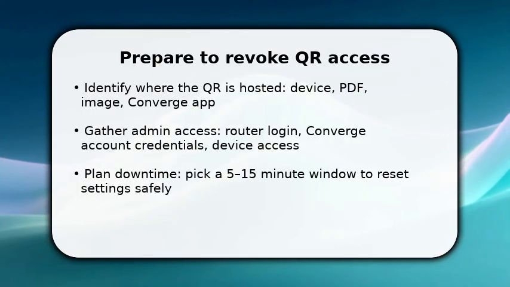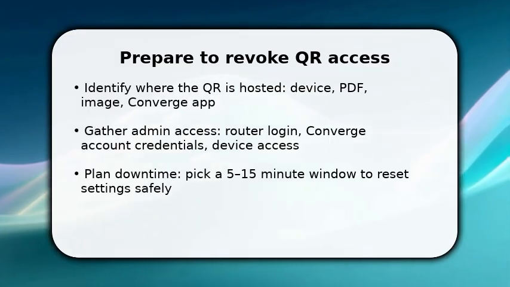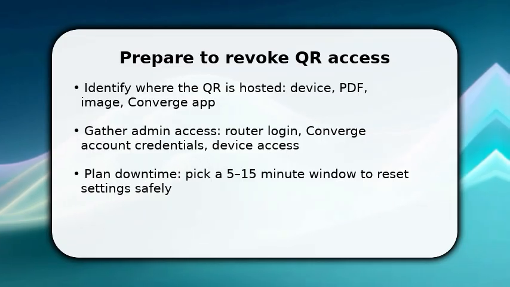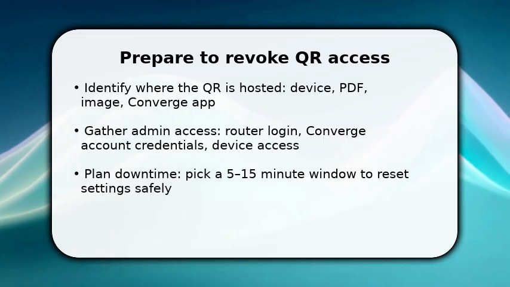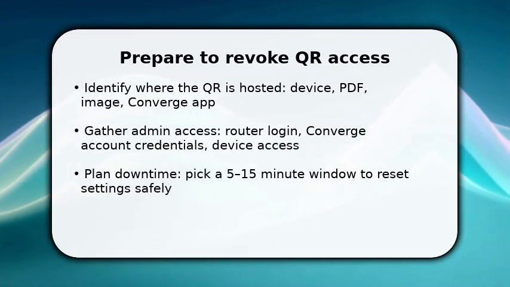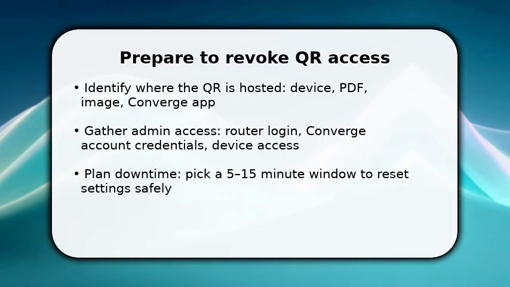You start by locating every copy of the QR and confirming you have admin rights. If it's in the Converge app, log in. If it's an image or PDF, list devices storing it. Next, plan a short downtime window so users aren't surprised.